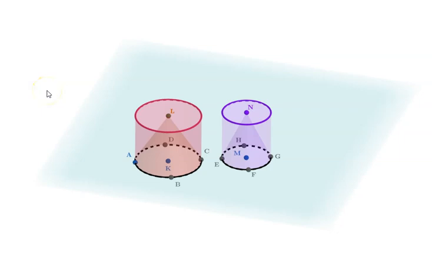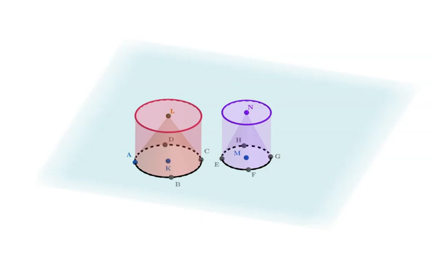Let us look at proposition number 11 of book 12 of Euclid's Elements. The proposition says cones and cylinders of the same height are to one another as their bases.